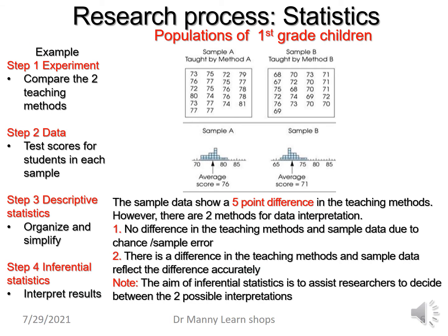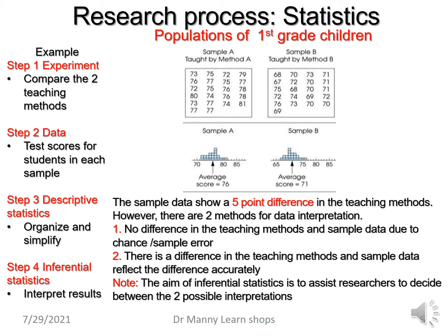Here's an example of the research process using statistics. The populations are 2 first grade student groups, sample A and B. In step 1, the experiment is to compare the 2 teaching methods. Step 2, test the scores for the students in each sample. Step 3, organise and simplify. Step 4, interpret the results.